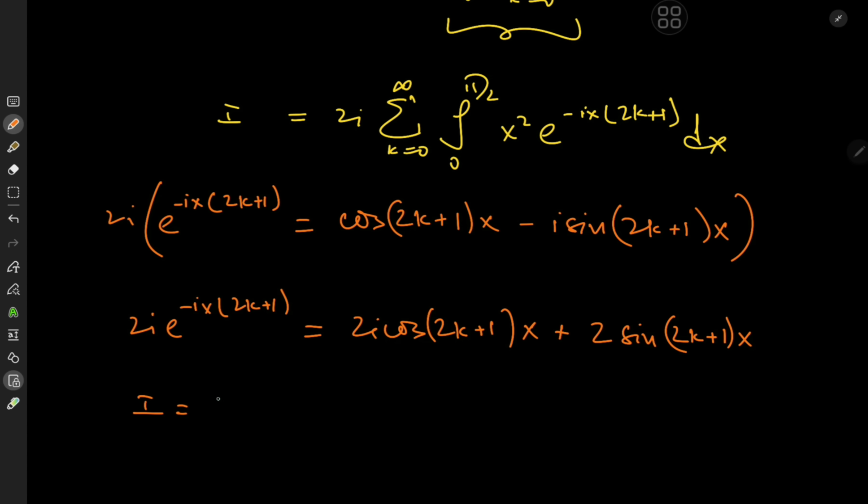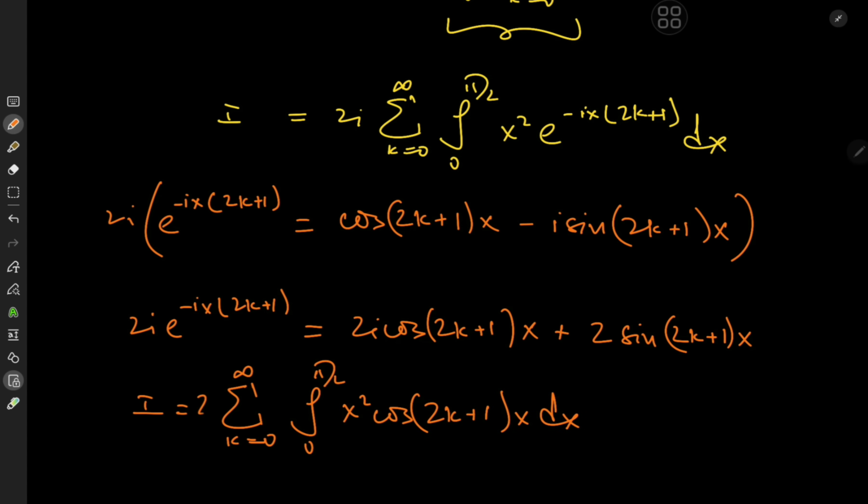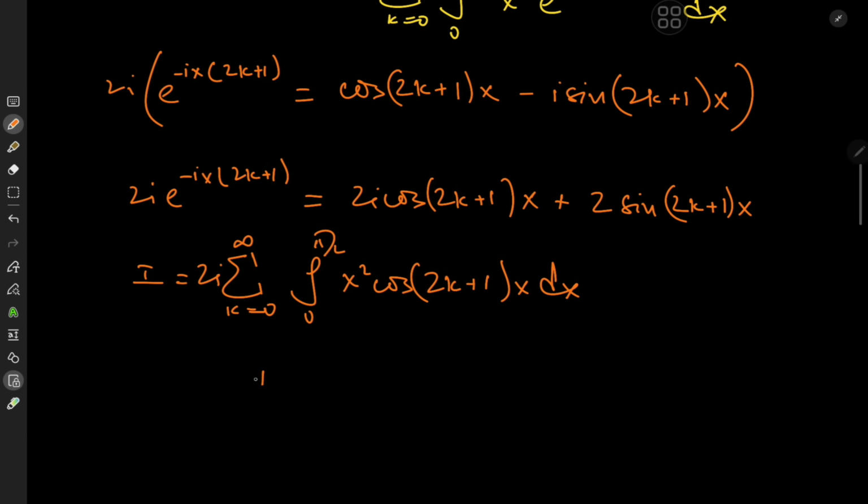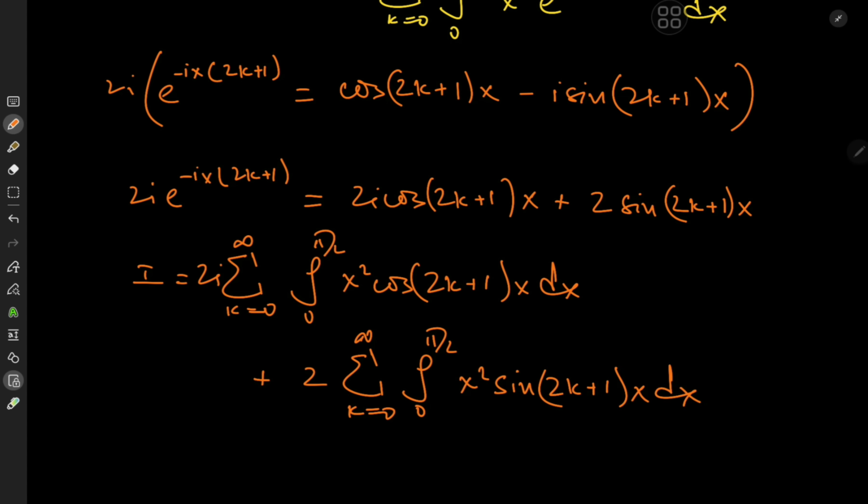So I here equals what now? We have the sum over k from 0 to infinity. Invoking the linearity of the integration and summation operators, we have the sum over k of the integrals from 0 to pi over 2 of x squared times cosine of 2k plus 1 x dx times a factor of 2i out here. And we have another integral sum combo that's twice the sum over k from 0 to infinity, integral 0 to pi over 2 of x squared times the sine of 2k plus 1 x dx.